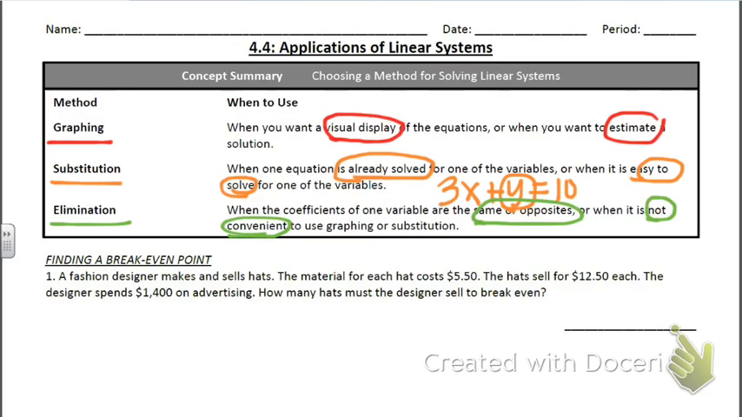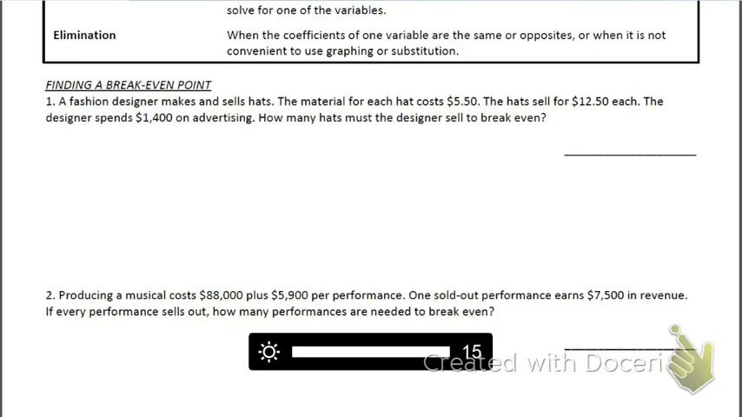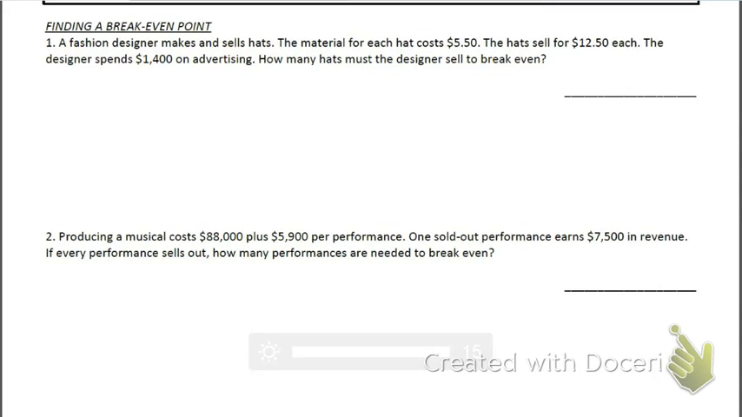And now we're going to go through a series of word problems, all different types, and determine which method is the best. And try to put everything that we've learned together in terms of one word problem. We're going to first talk about finding a break-even point. So let's look at number 1.